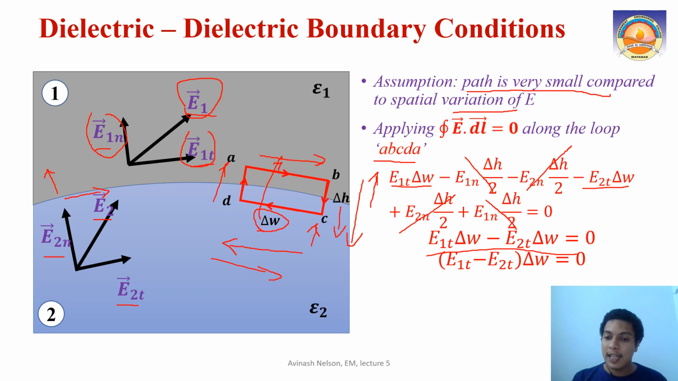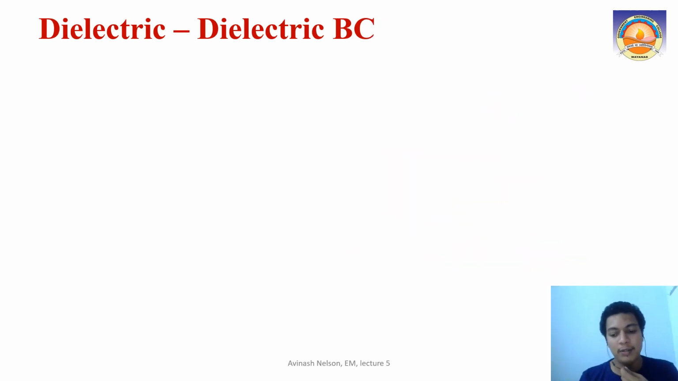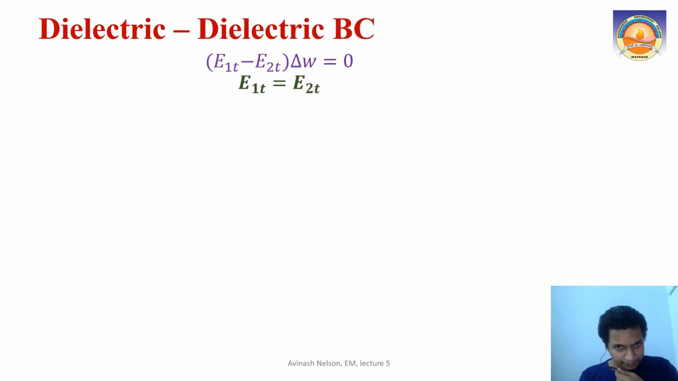If we take out delta W, we get (E1t minus E2t) into delta W equal to 0. Since delta W cannot be 0, we can say that E1t minus E2t will be equal to 0. So what does it imply? It implies that E1t should be equal to E2t, right?